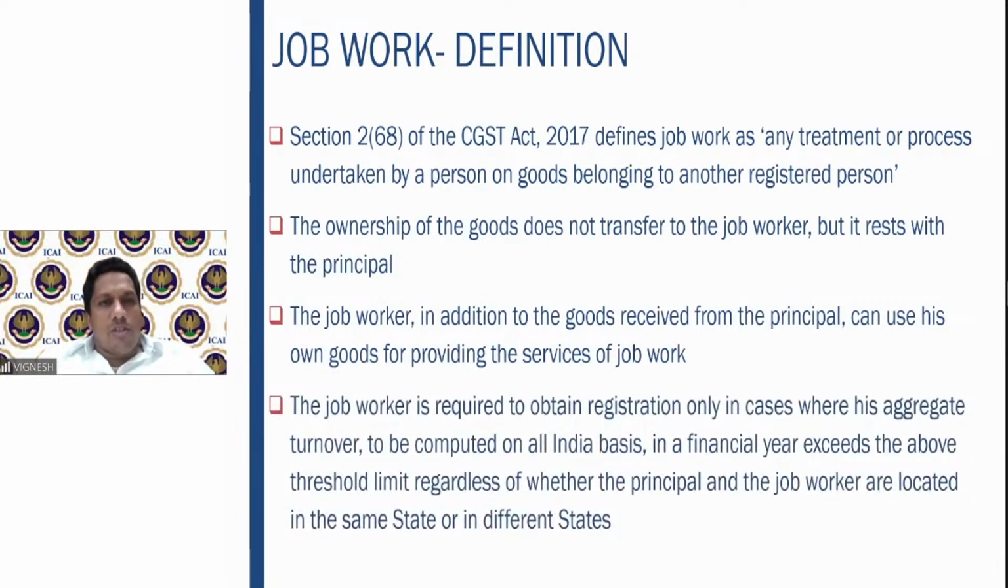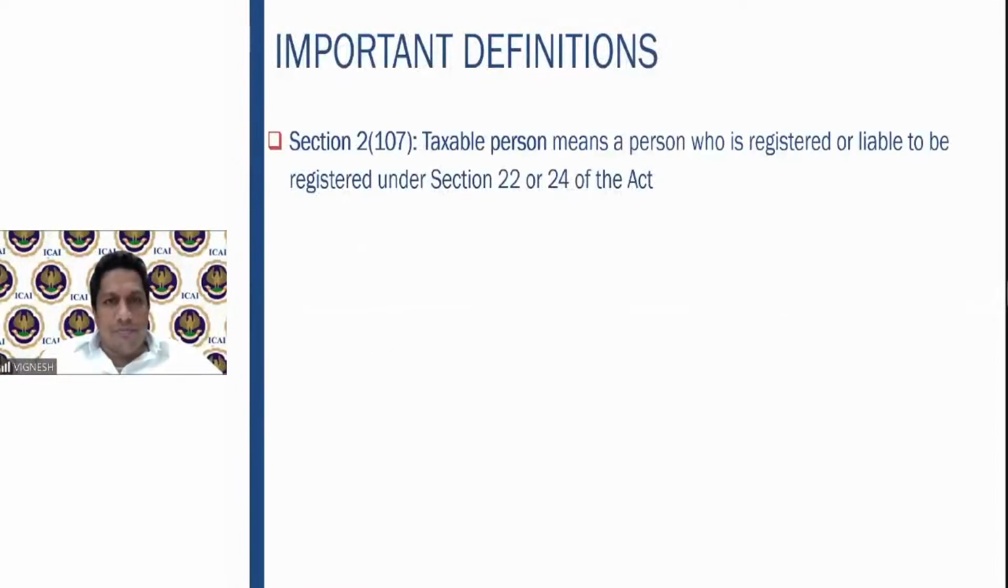Again, the job worker is required to obtain registration only in the cases where his aggregate turnover, to be computed on all India basis in the financial year, exceeds the threshold limit, regardless of whether the principal and job worker are located in the same state or in different states. So it doesn't matter whether the job worker is located in the same state as the principal or a different state. He is required to obtain registration only if he crosses the threshold of registration. What is the threshold? 20 lakhs in most of the cases. In some cases, it is 40 lakhs. So once he crosses that threshold only, the job worker can take the registration.